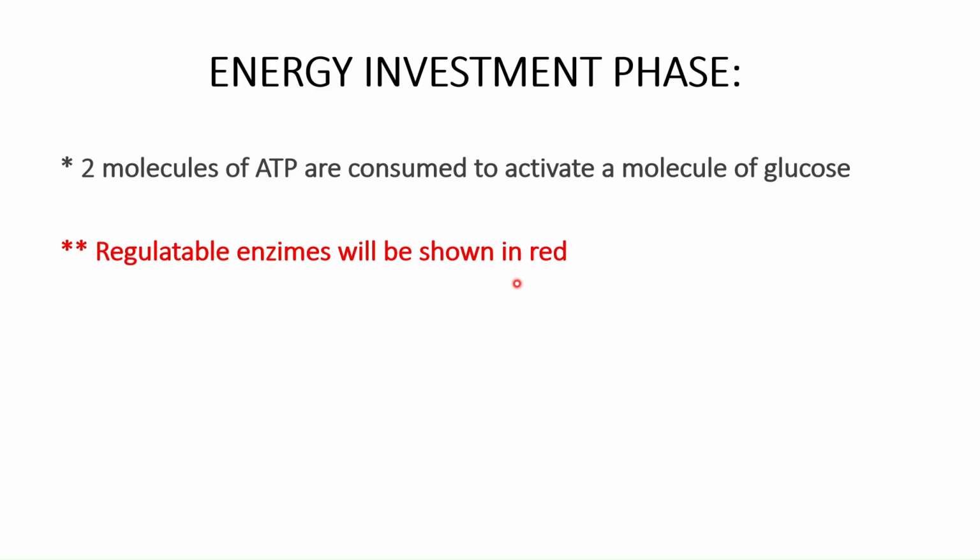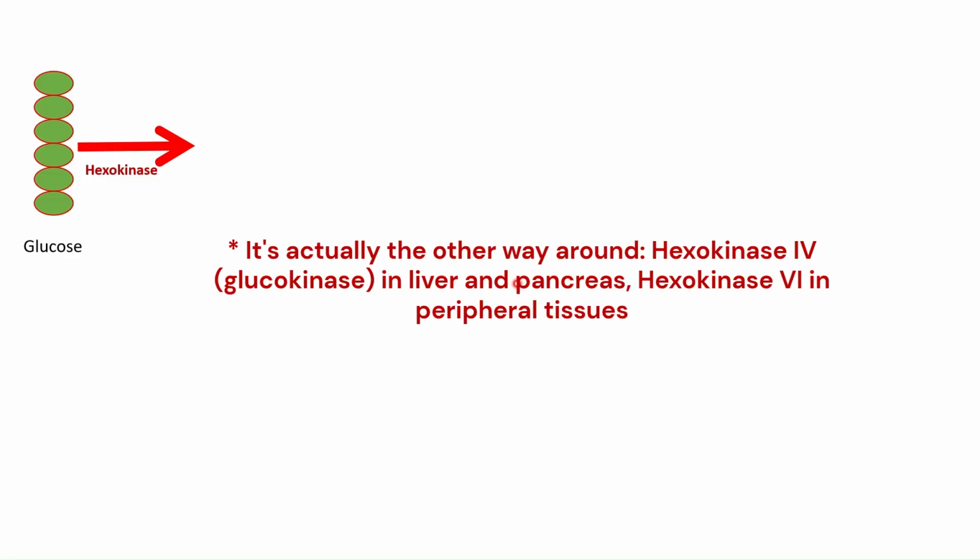And let's see what we can get. Okay, so we have glucose. Once the molecule of glucose enters the cell, the first chemical reaction is going to be performed by hexokinase, which is hexokinase 4 or hexokinase 6. Hexokinase 6 is also named glucokinase, which is in the liver, and hexokinase 4 is going to take place in every other tissue.